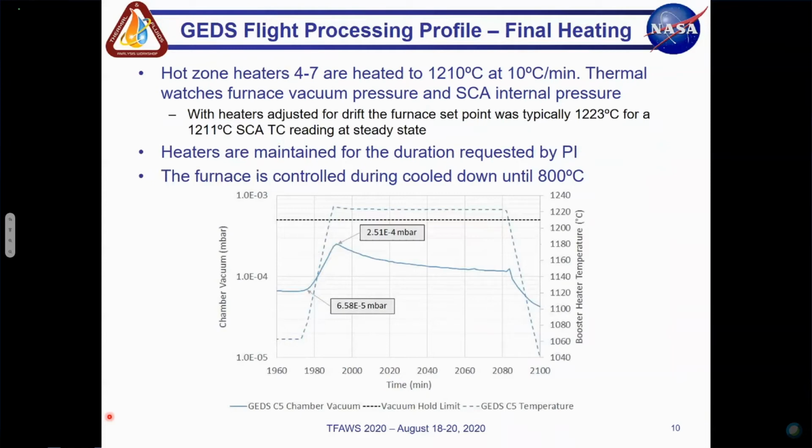So these vacuum holds are for the limits that are actually on the furnace and the vacuum system itself. If the pressure in the furnace gets too high, it can do damage to those systems.